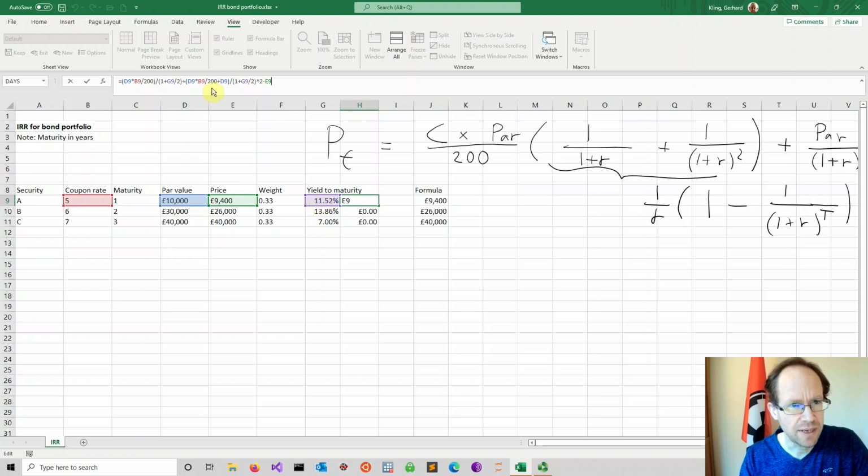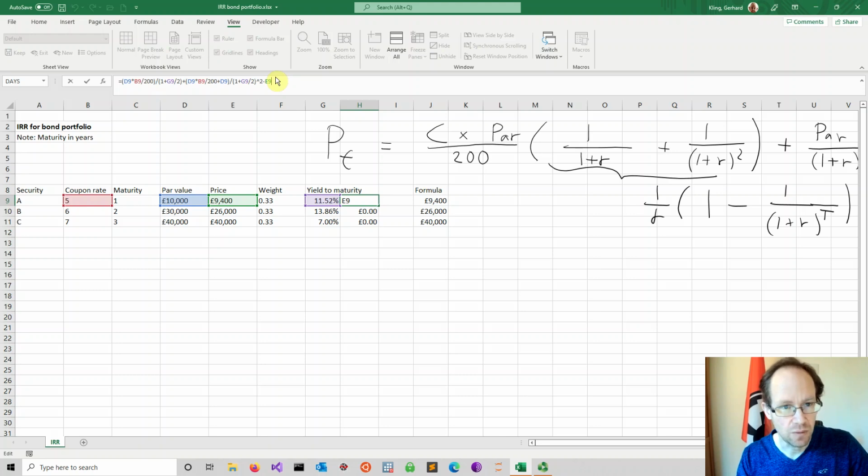And then we have the second part, and here we also have to add our par value, so we get the principal back, and we have to do some discounting now to the power of 2, because that's in 1 year's time, and we have semi-annual payments. And at the end we subtract the current price.